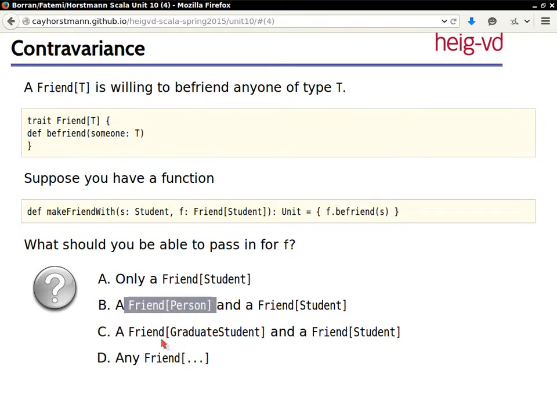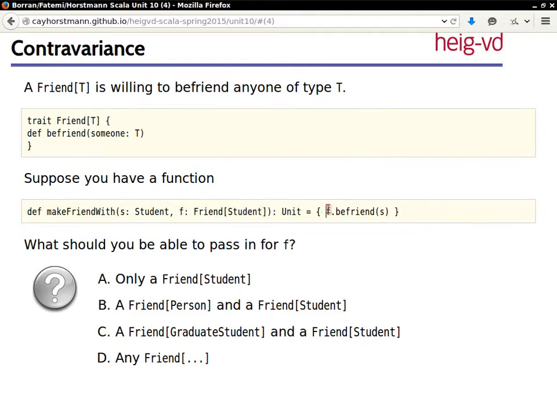How about a friend of graduate student? There were a few people who said a friend of graduate student should be okay. So let's imagine someone who is a friend of graduate student. I'm going to randomly pick on someone, like on the two ladies in the back row. They will only want to befriend graduate students. Regular students, not so good, but graduate students is okay. So should it be okay to pass them into here?